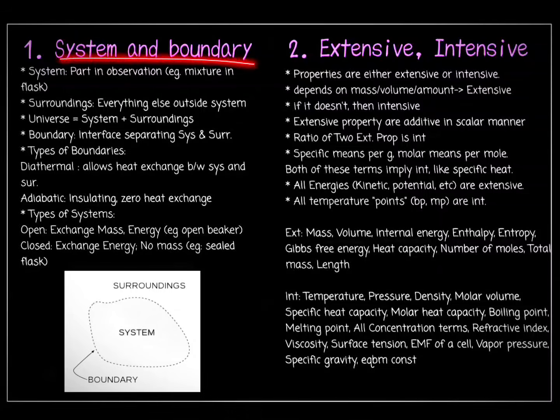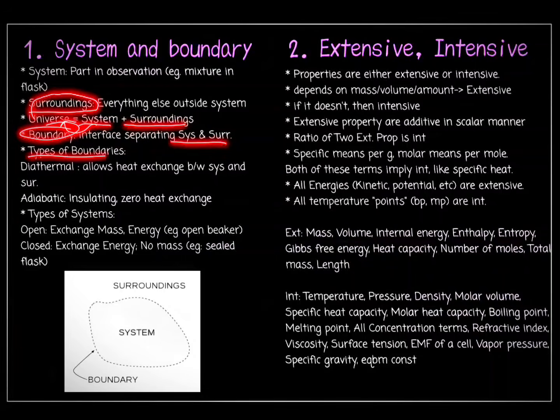First, let's talk about system and boundary. Basically, a system is the part in observation. Like in thermodynamics, we will be looking at a certain system and we will be deducing terms. Basically, we will see internal energy, work, heat, all of that. We will define all of those with respect to the system. So, for example, a mixture in a flask, whatever we have in observation is called a system, and everything outside the system is called surroundings.